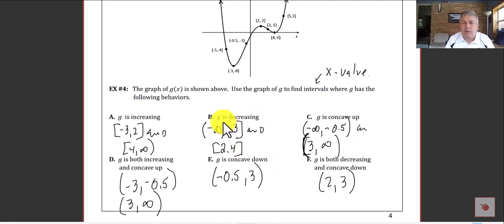So it looks like there's a little confusion here of when we might do brackets and parentheses. With increasing and decreasing functions, we use brackets, but at the concavity points, at the inflection points when we're discussing concavity, it looks like we're using parentheses.